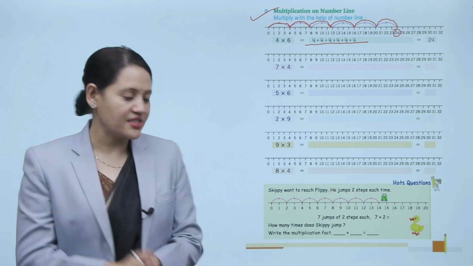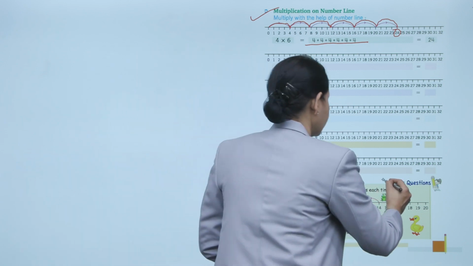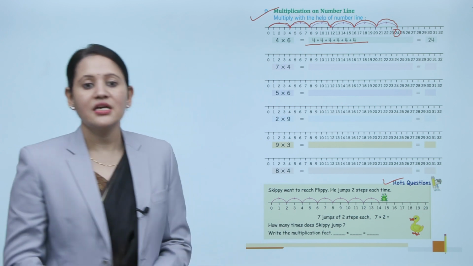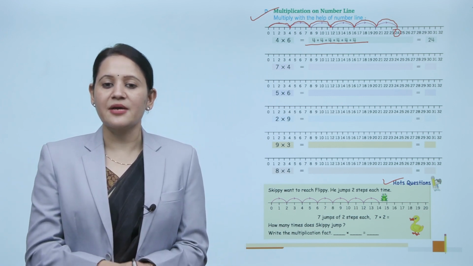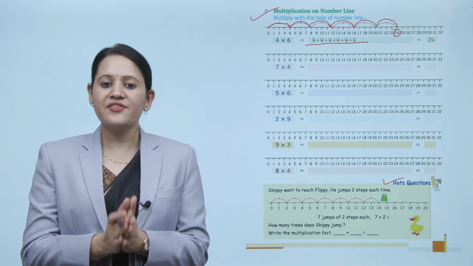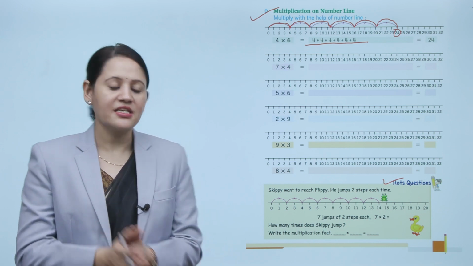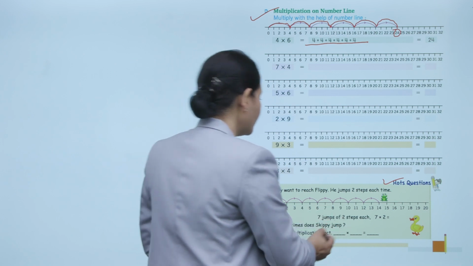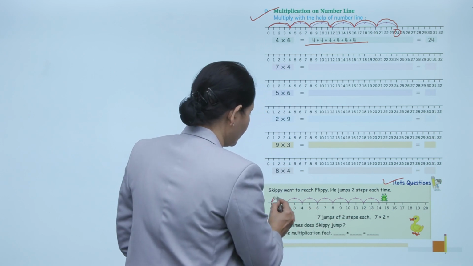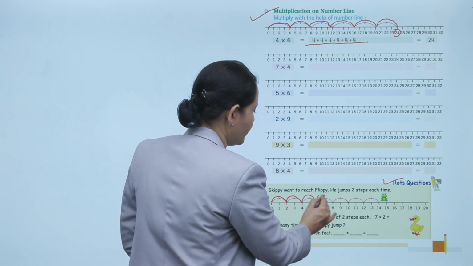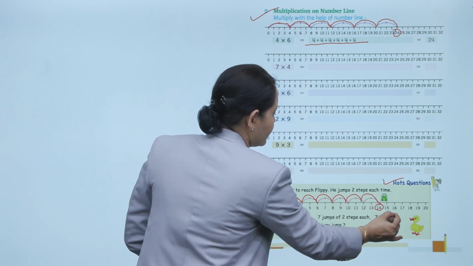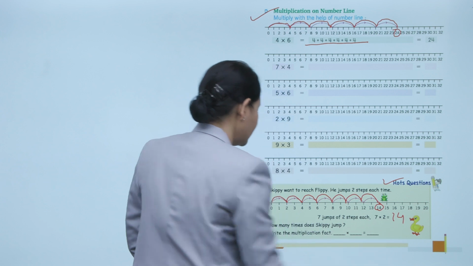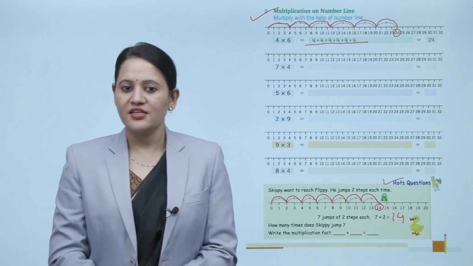Next is the Hots question. Skippy wants to reach Flippy. He jumps 2 steps each time. 7 jumps of 2 steps each. 7 into 2, 1, 2, 3, 4, 5, 6, 7. 7 into 2, that is 14, clear?